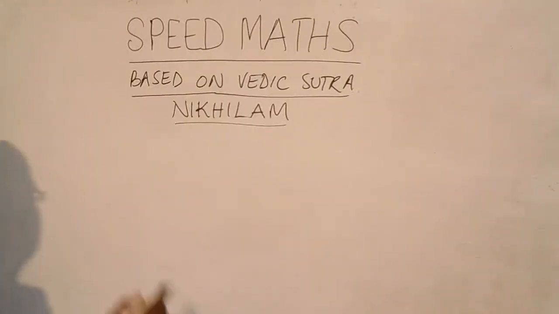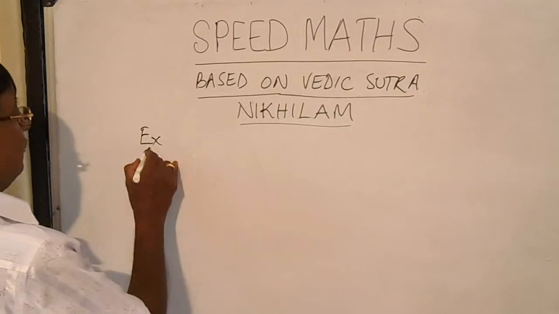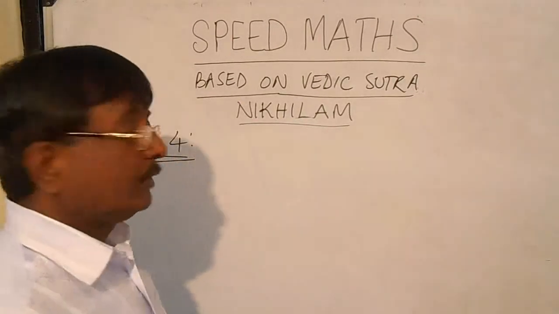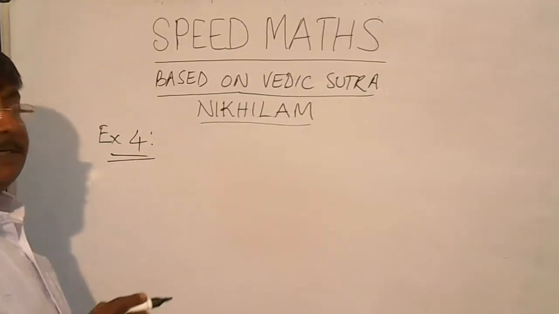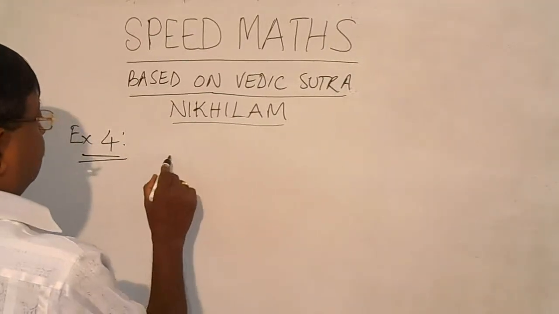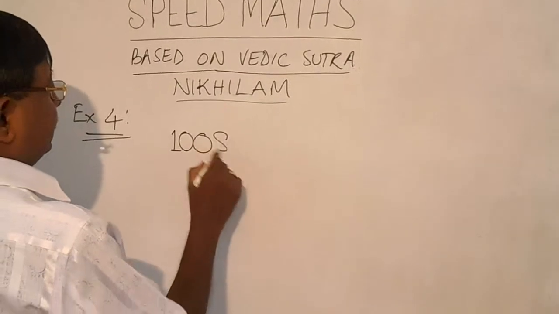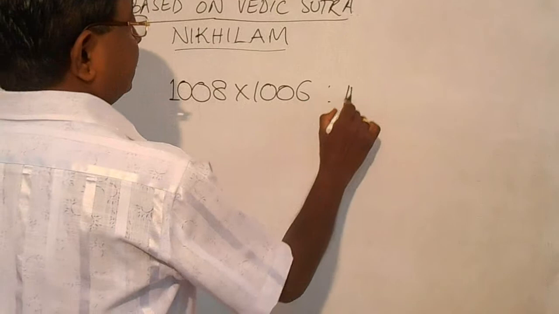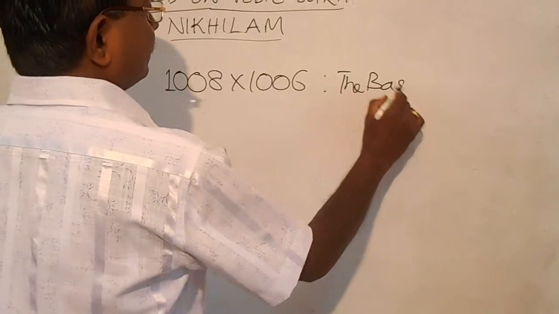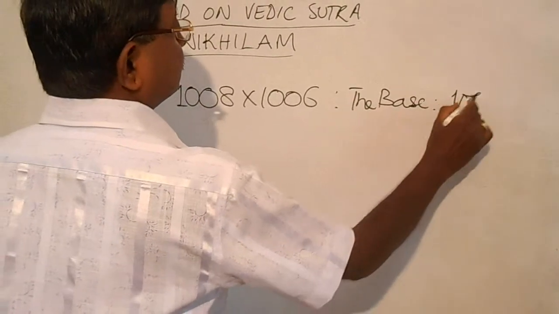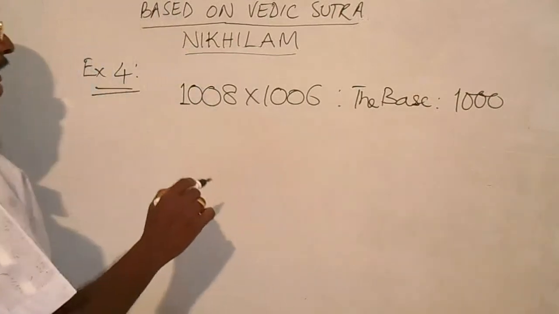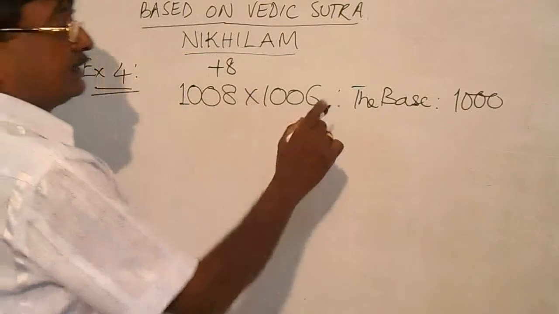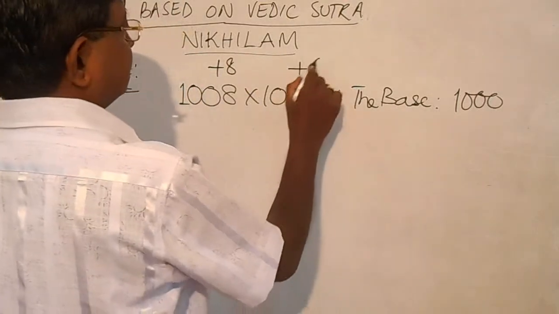Now we'll look into the next sum, example number 4. We'll see 4-digit multiplication, where the nearest base is 1000. I'll take 1008 multiplied by 1006. The base here is 1000. 1008 is in excess of 1000, that is plus 8. 1006 is in excess by plus 6.